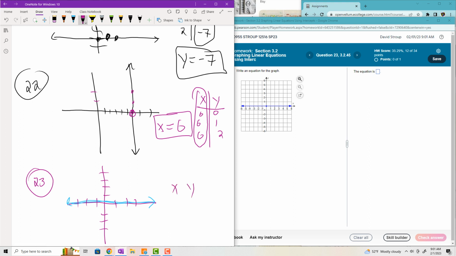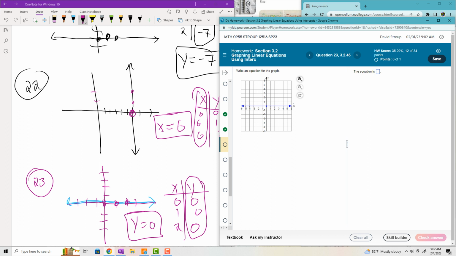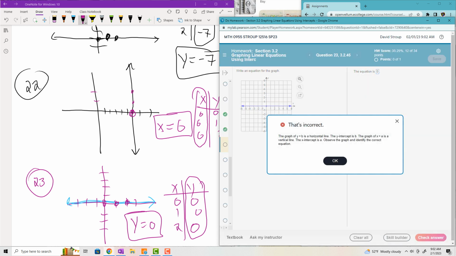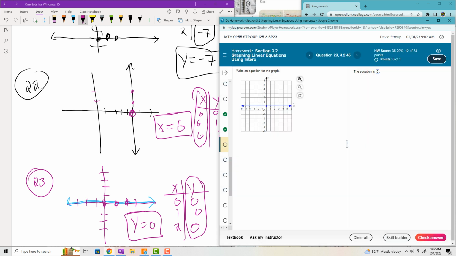So go x, y. And so what are the coordinates? There's 0, 0. There's 1, 0. There's 2, 0. Are all coordinates on the line. So it looks like it's going to be y equals 0. And that's it. I mean, a horizontal line is always y equals something. It's going through the origin 0, 0. It's the y coordinate there. And of course, you have to type it as an equation. It's not going to let you get away with that.